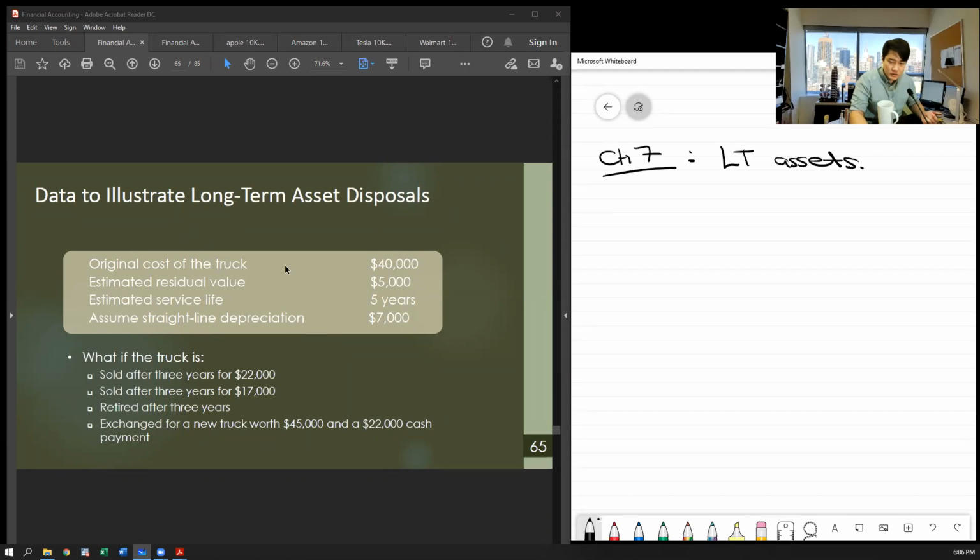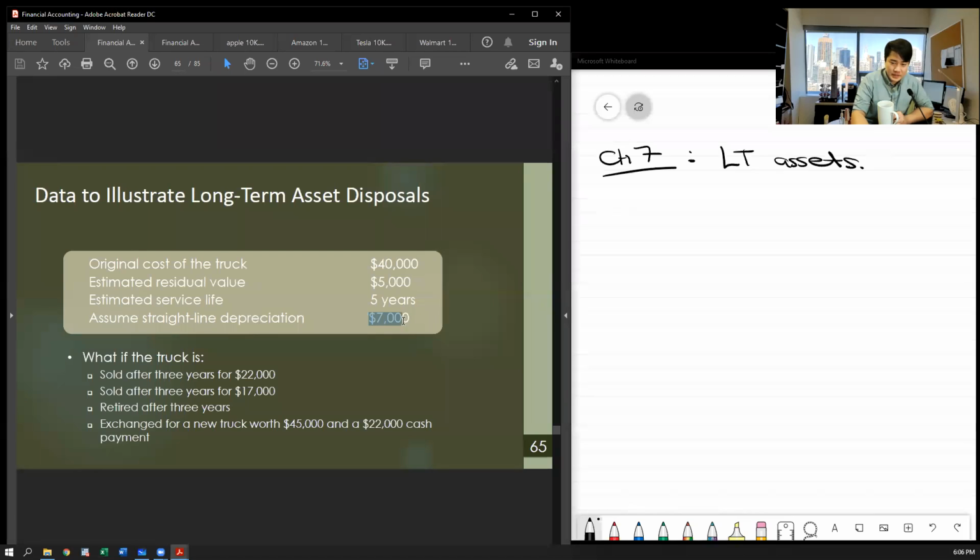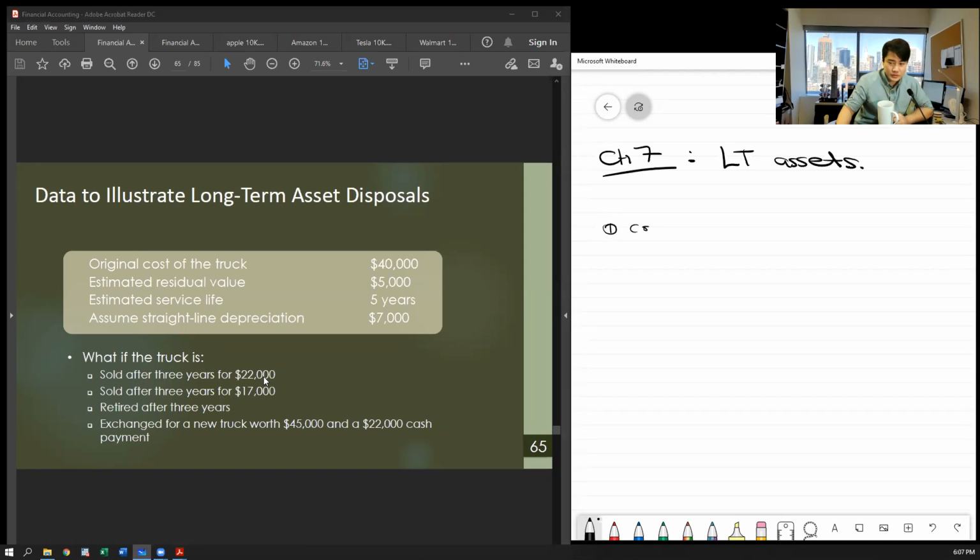So the original cost of the truck is $48,000. The residual value is $5,000. Service life is expected to be 5 years, and we're going to assume straight line depreciation. So it's basically given. We're not going to calculate the yearly depreciation using the straight line method. It's given here. The question is asking, what if the truck is sold after 3 years for different values? The first thing you need to do is to compute the book value, or I call it carrying value, of the asset. That's the first job.